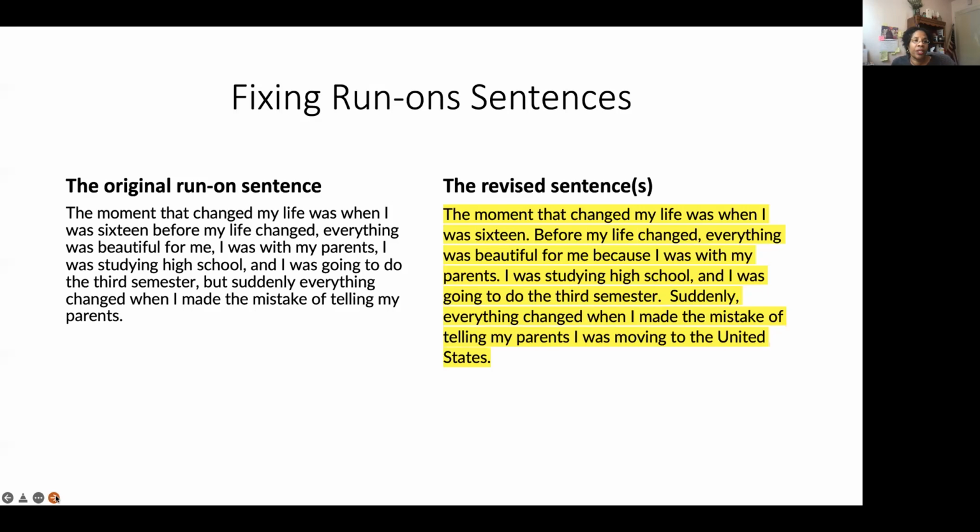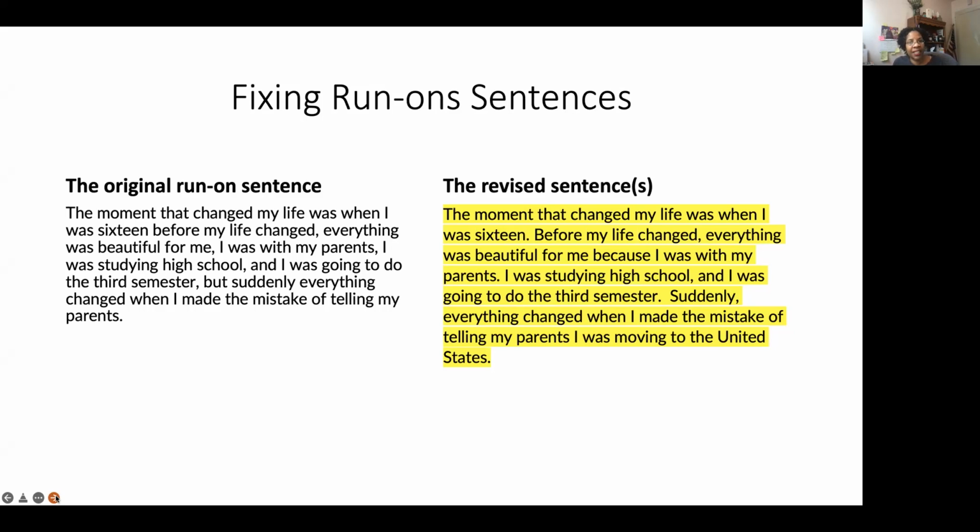So here's the original sentence. I'm going to read it one more time. The moment that changed my life was when I was studying. The moment that changed my life was when I was 16 before my life changed. Everything was beautiful for me. I was with my parents. I was studying high school and I was going to do the third semester. But suddenly everything changed when I made the mistake of telling my parents.